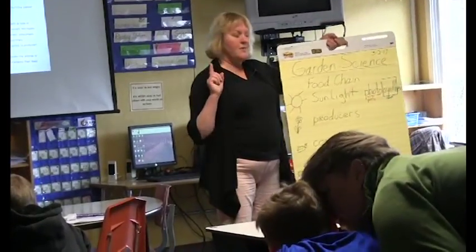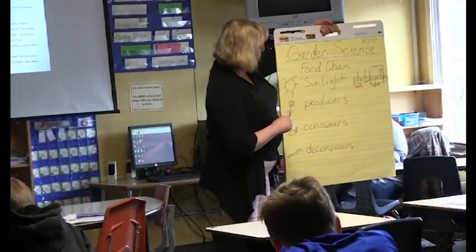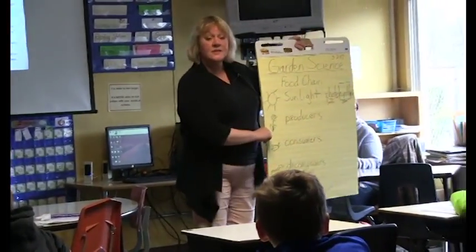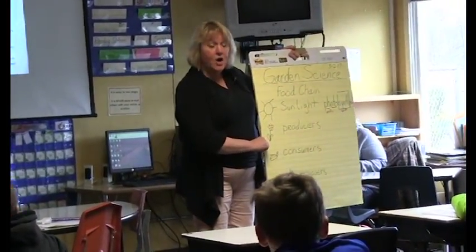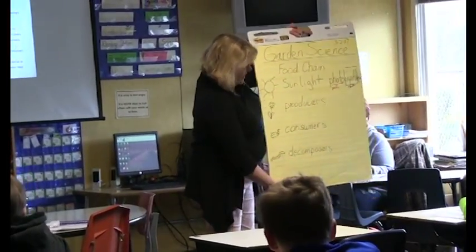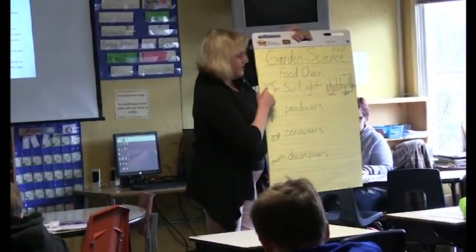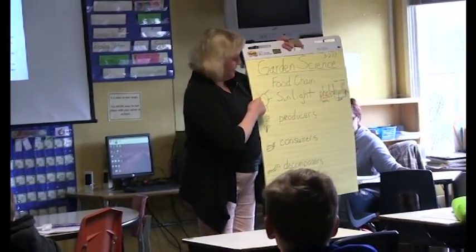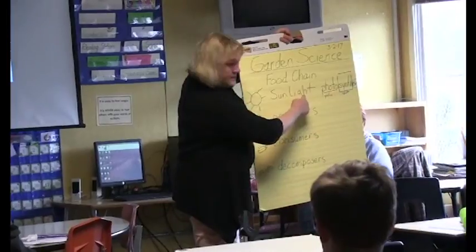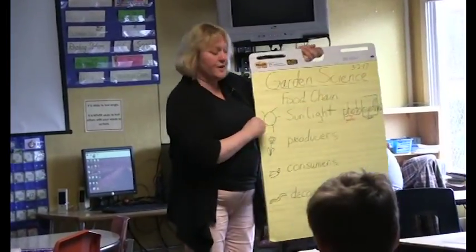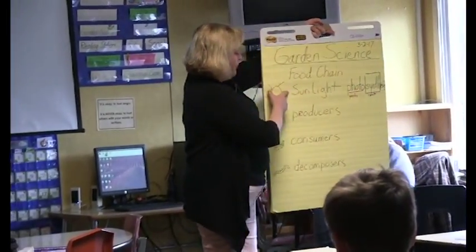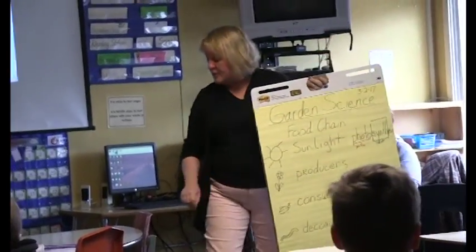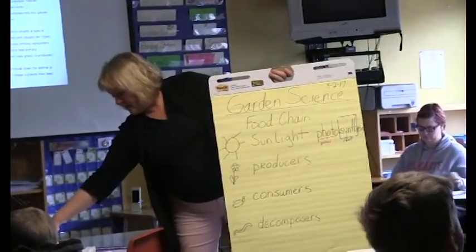So job number 1 is we're going to write down the main parts of the food chain. This is the lesson, and then your readings today are going to be all about the food chain. The sun is the beginning of the food chain. Sunlight brings photosynthesis. Everyone write down sunlight. Number 1, sunlight. That is what starts the food chain.